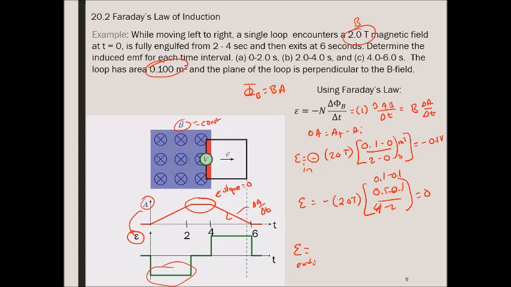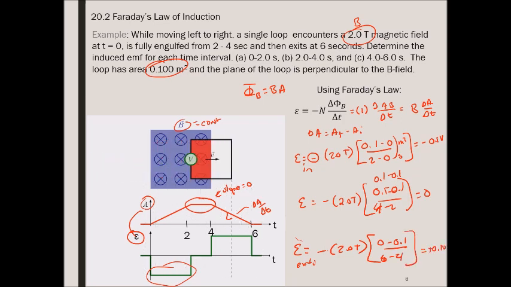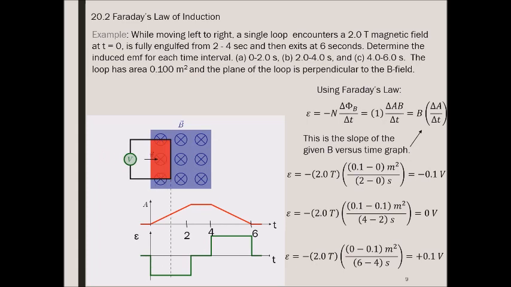Okay, so hopefully you're up for that challenge. So we get negative 2.0 Teslas, and now we're doing 0 minus 0.1 over 6 minus 4 seconds. And that also gives us 0.1 volts, but positive. We switch the polarity as we're exiting that magnetic field. Here's all those values nicely written up in case you couldn't read my writing on the last line.